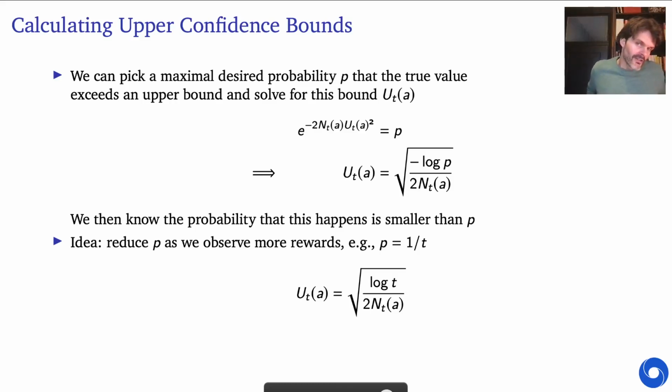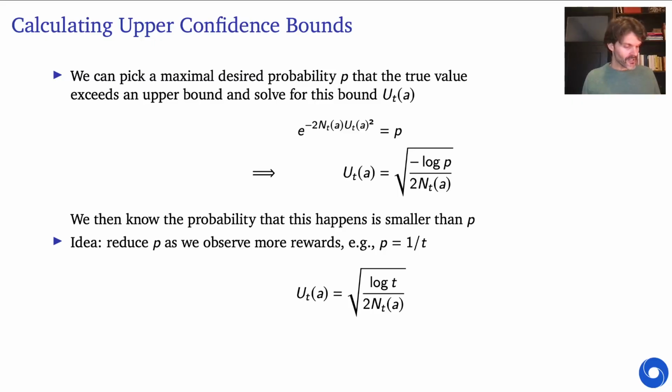Now, I didn't tell you how to pick p. I didn't tell you why we're picking it to be 1 over t. And in fact, there are different choices you could make there, and I'll get back to that in a moment. But this is just an example of how you could pick the probability that your sample estimate is wrong by more than this bound U.